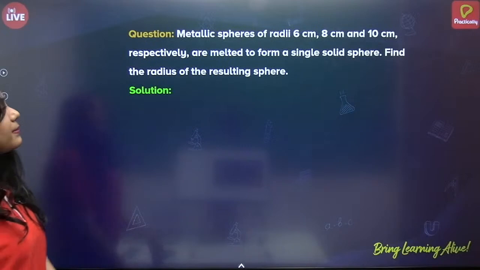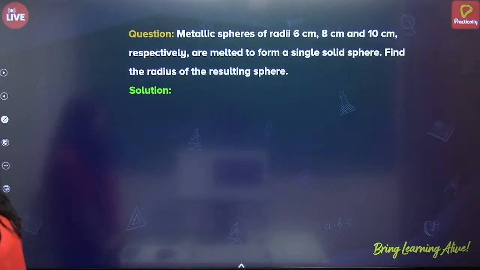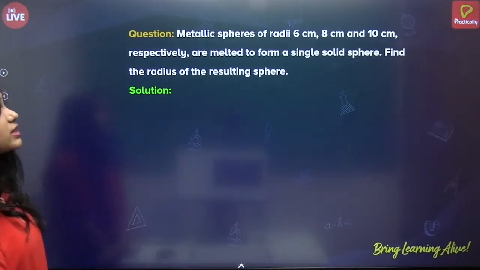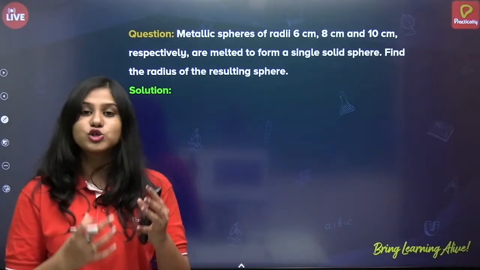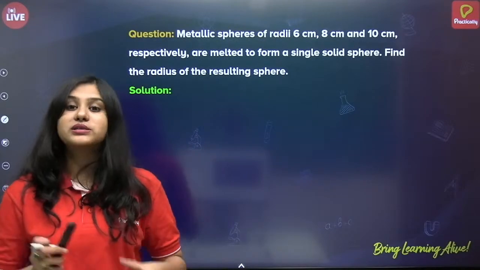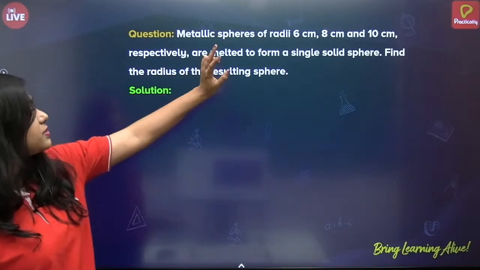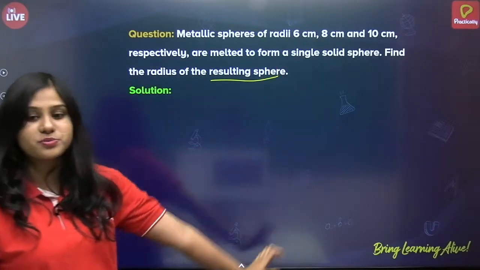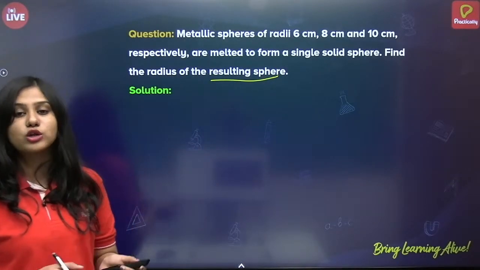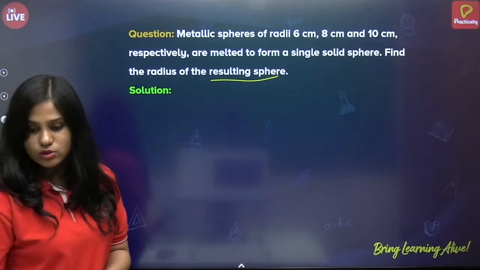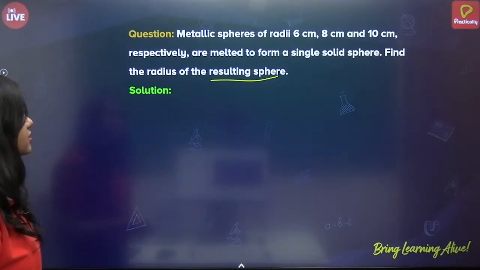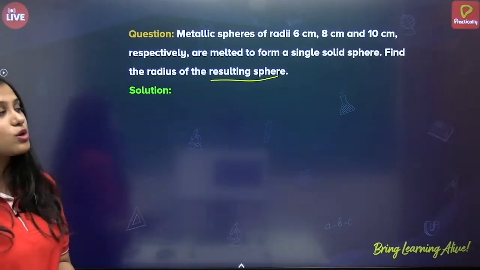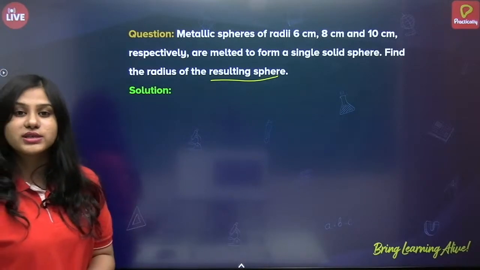Next, metallic spheres of radii 6 cm, 8 cm and 10 cm respectively are melted to form a single solid sphere. So again, this is the concept of what? Conversion of one metallic solid into another, but of the same shape. That is, these are also spheres and the resulting shape is also a sphere. Correct? So if you know the formula for volume of a sphere, you can easily do it. Find the radius of the resulting sphere.